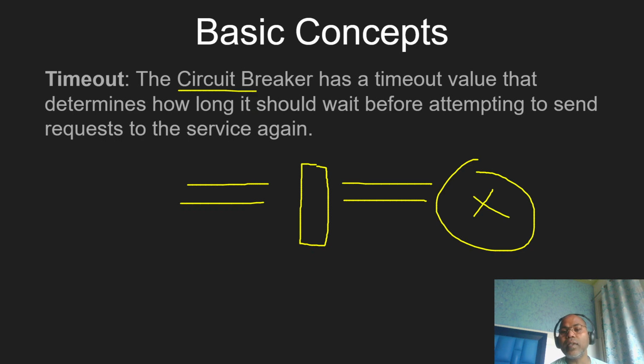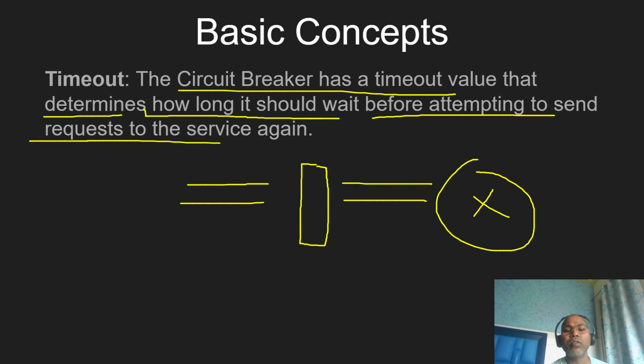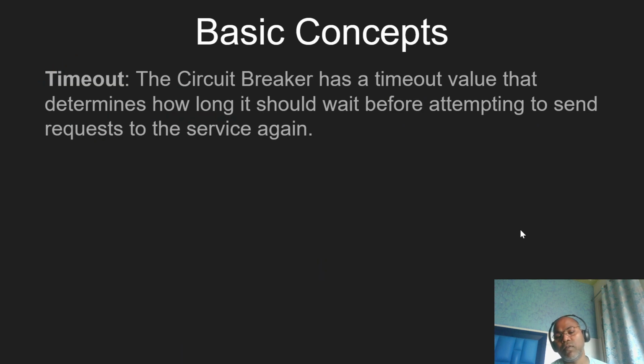So the circuit breaker has a timeout value that determines how long it should wait before attempting to send a request to the service. We have to decide some maximum timeout; let's say we give it 5 minutes, and after 5 minutes you can try. So the timeout is also the time period for which our circuit breaker waits before sending the next request to validate whether our faulty node is ready to respond or not.